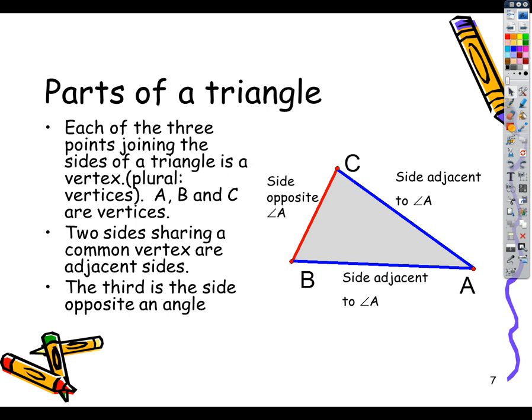Now, relative to this vertex A, then side BC is the one that's not touching A, and so we call that the opposite side. Okay. What else? I think that's it for now. There. Okay.